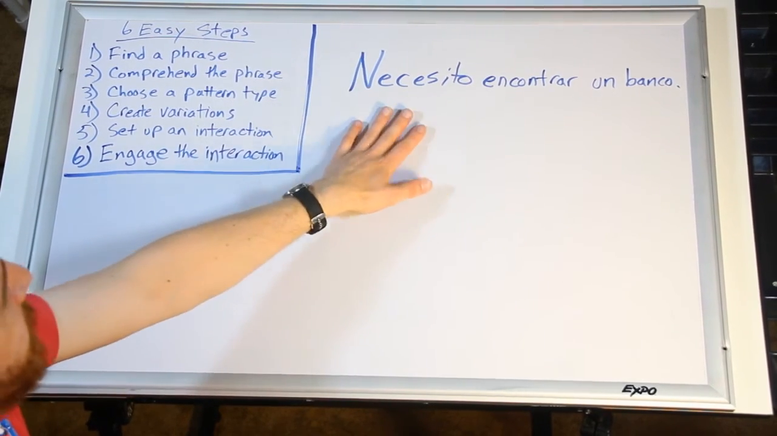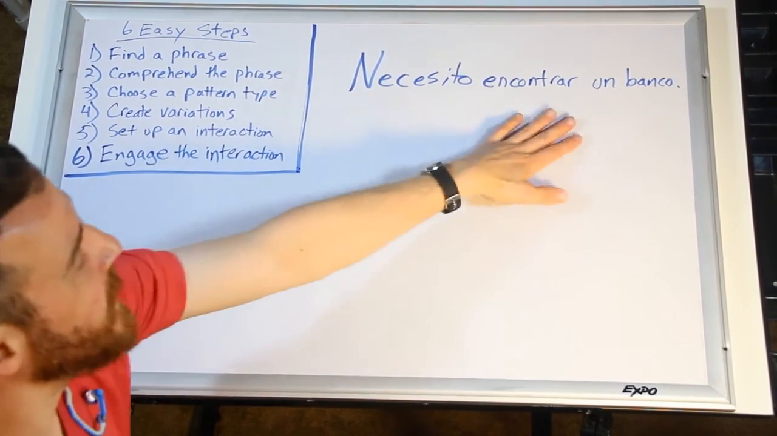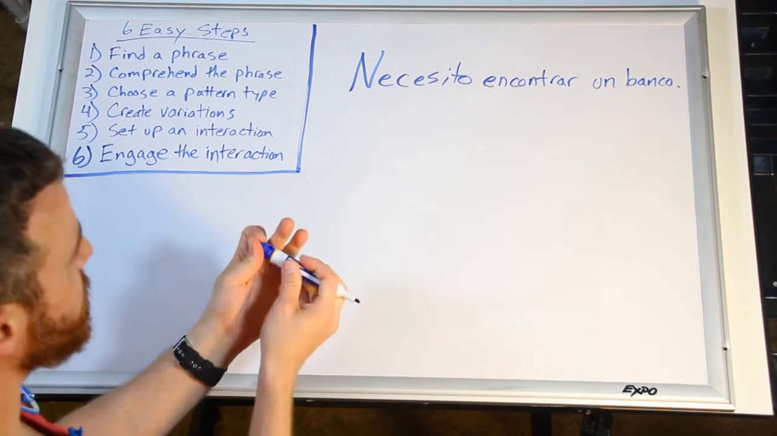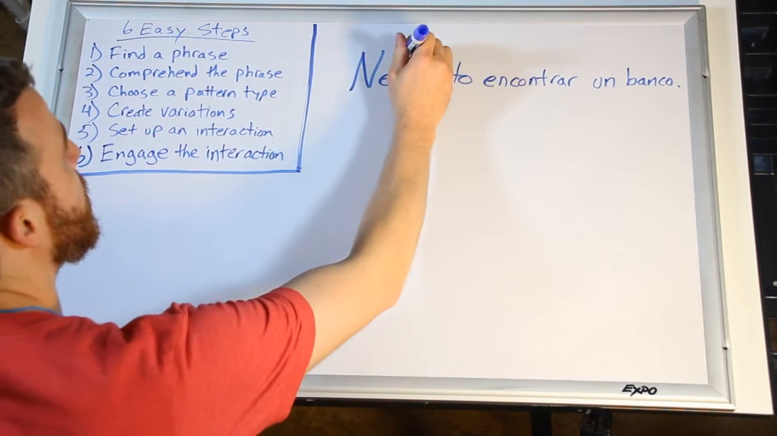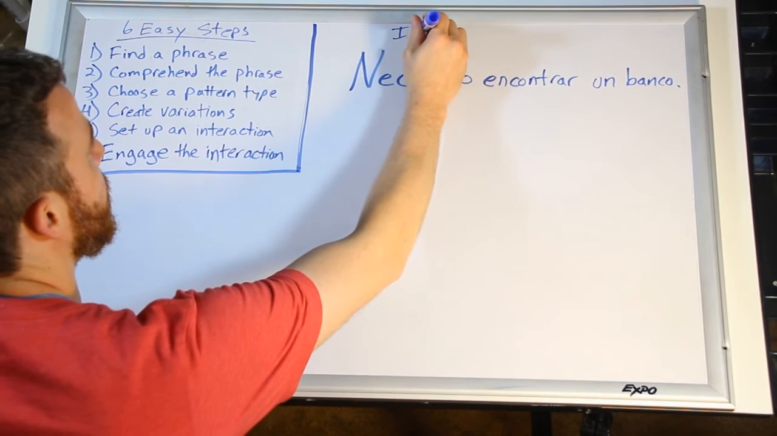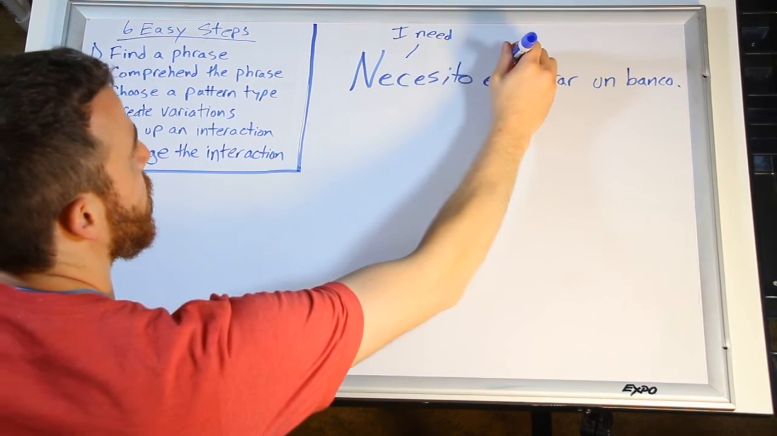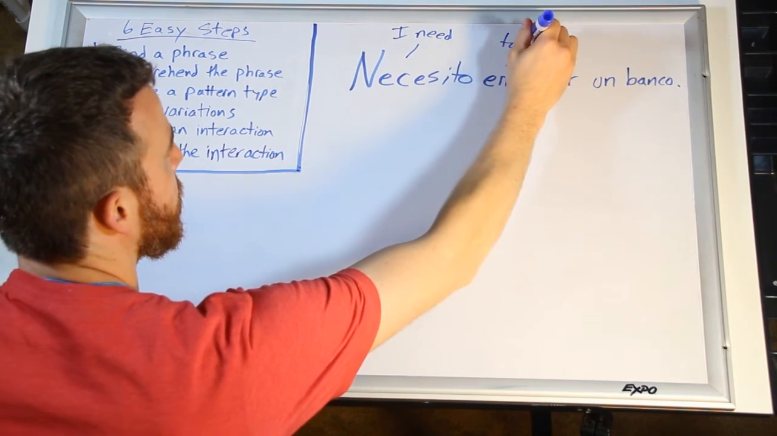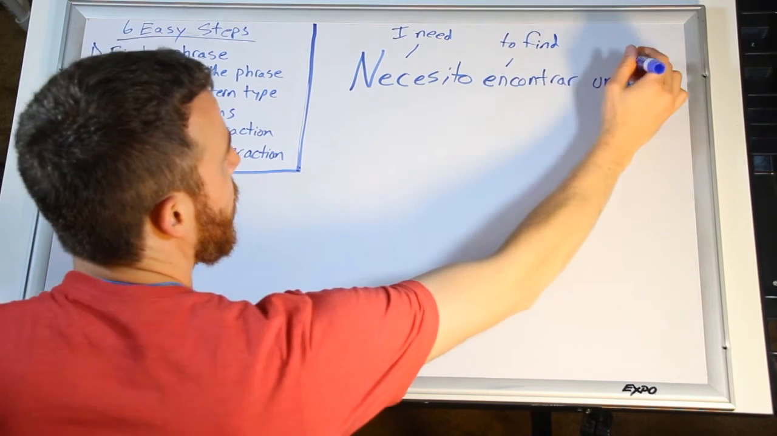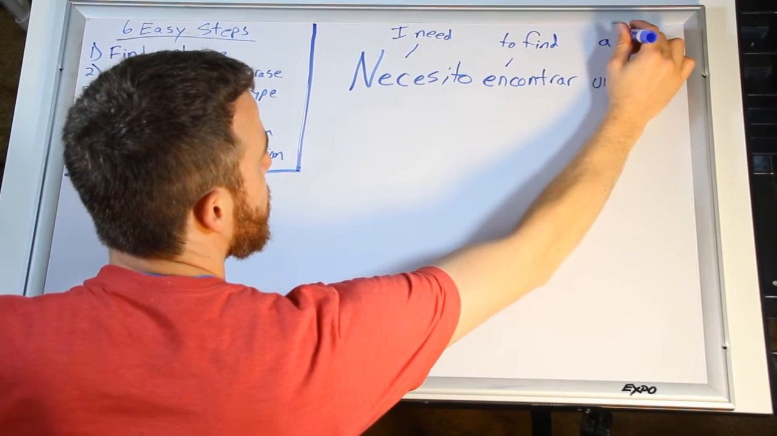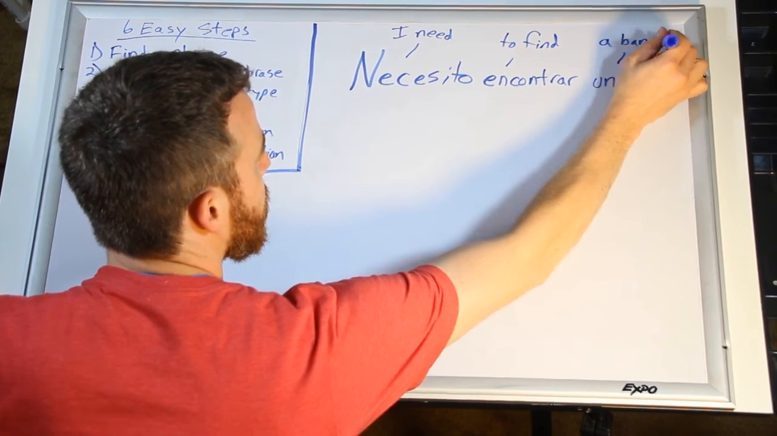Okay, so again, first part is to recognize it in the new language. The second part is to understand the meaning. So necesito means I need. Encontrar means to find. And un banco, can you guess, is a bank.